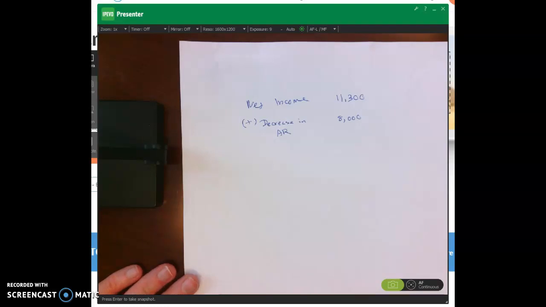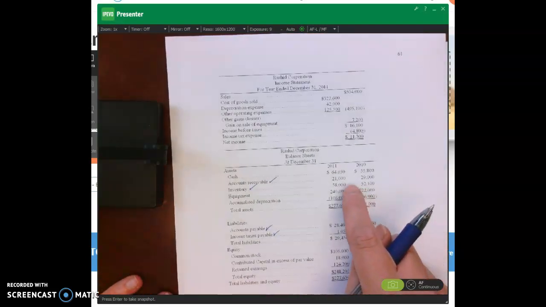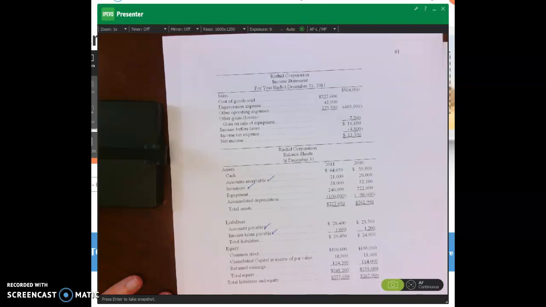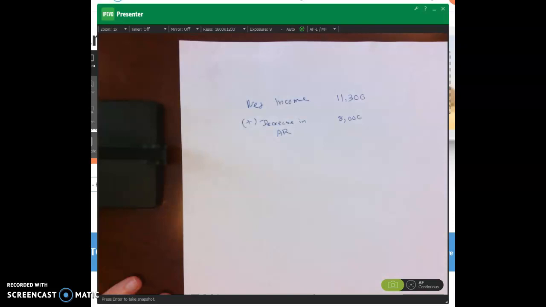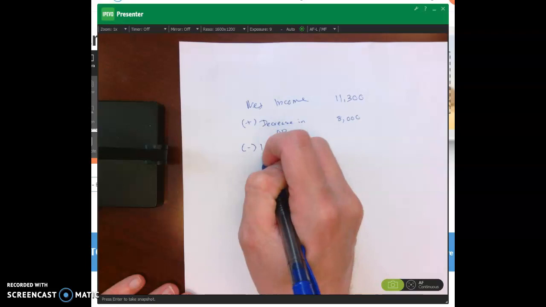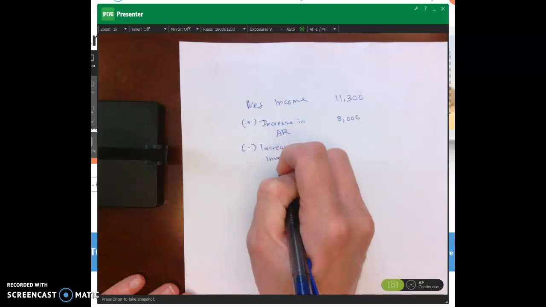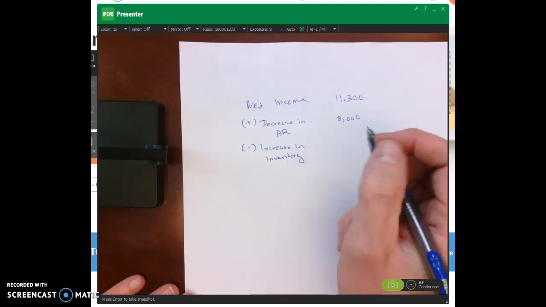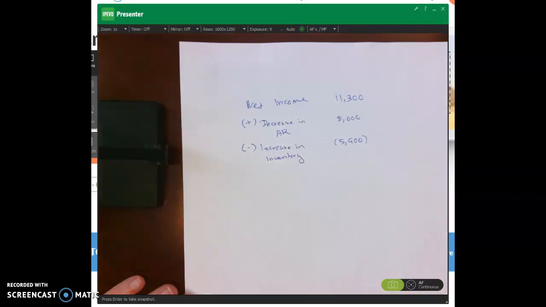Now the next current asset we can look at is inventory. It was 52.1, now it's 58. It increased, which means I'm going to subtract. 58,000 minus 52,100 gives me $5,900. Because it increased, I will subtract that. So I'll put a subtraction here: subtract increase in inventory, which is $5,900.